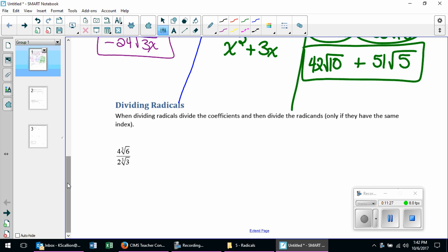Okay, so when dividing radicals, divide the coefficients, then divide the radicands, but only if they have the same index. All right? You ready? 4 divided by 2. 2. Cube root of 6 divided by the cube root of 3. The cube root of 2. Woo! That was hard.